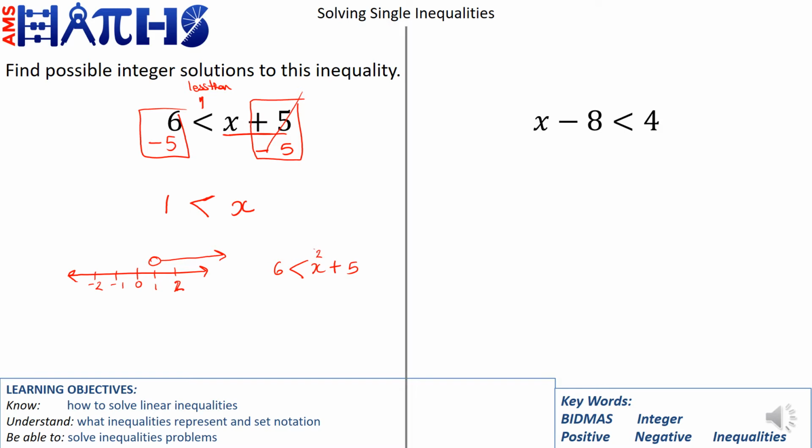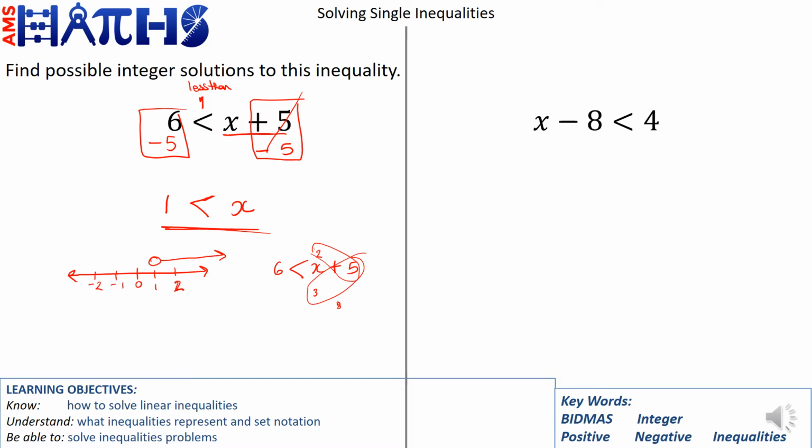So 2 plus 5 is 7, and 7 is bigger than 6. If we choose 3, then 3 plus 5 gives us 8, and 8 is bigger than 6. So therefore, we have the correct solution. x must be greater than 1.